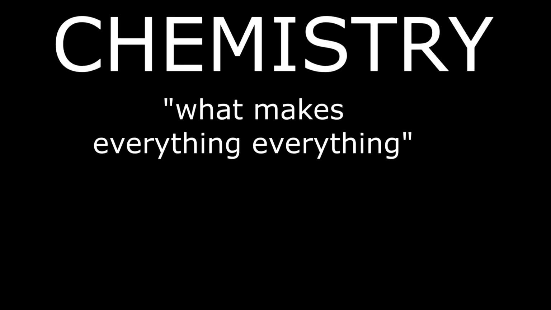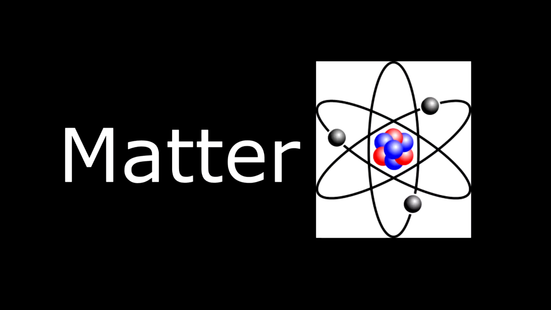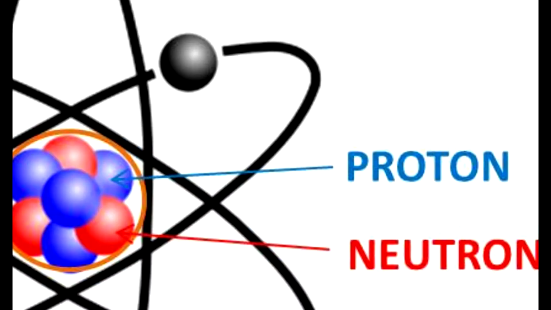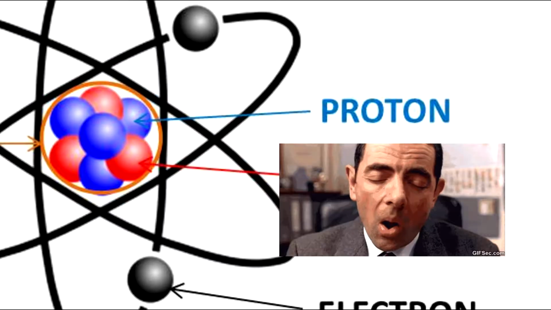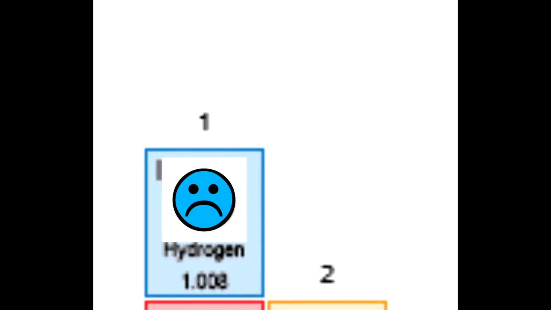Chemistry is the study of what makes everything. Mass is the measure of the amount of matter. Atoms are what make up matter, and they are made up of protons, neutrons, and electrons. Now, protons are subatomic particles that carry a positive charge equal to that of an electron, but positive. Electrons are negative. Neutrons are subatomic particles that are kind of boring and don't have any charge, but can be found in every atom except hydrogen. Wowee!